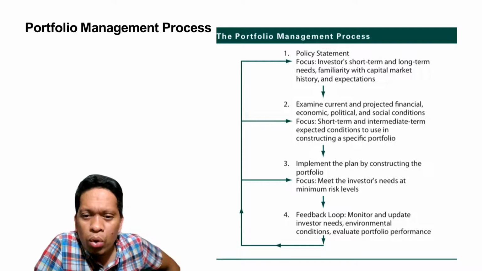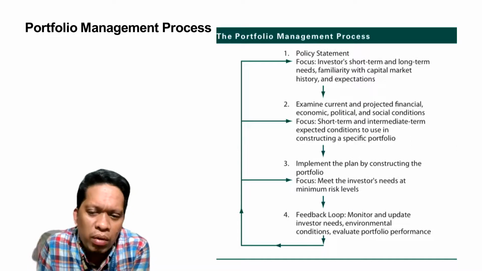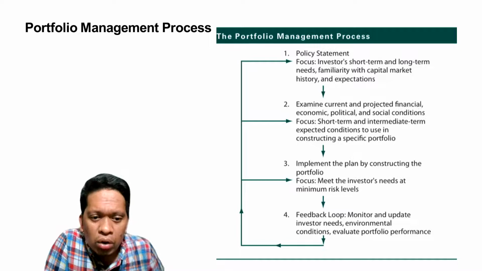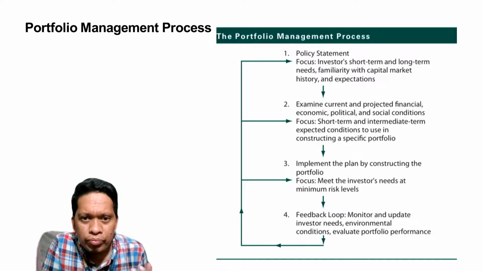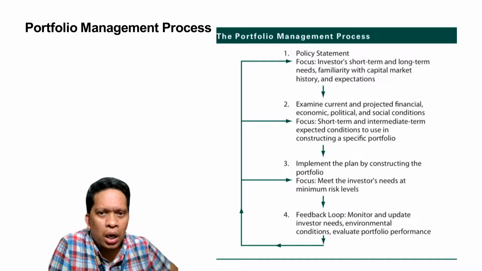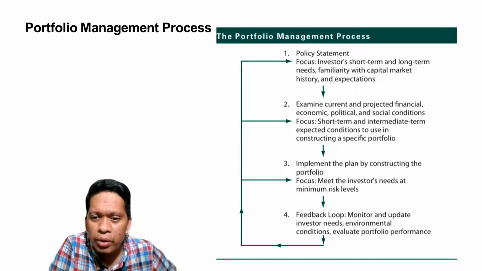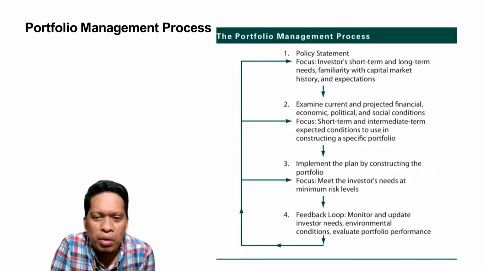Your policy statement and your portfolio management revolves around this. Then you go to step two: examine current and projected financial, economic, political, and social conditions. You have to look at the external environment. At least you may conduct a SWOT analysis, whether it is favorable to do some investments. On this part, your focus is to be short term and intermediate. Intermediate term is maybe around 6 to 10 years, and then 11 will be the long term. So you'll have to look at your expected conditions to use in constructing a specific portfolio.